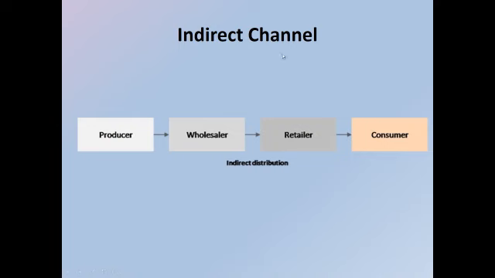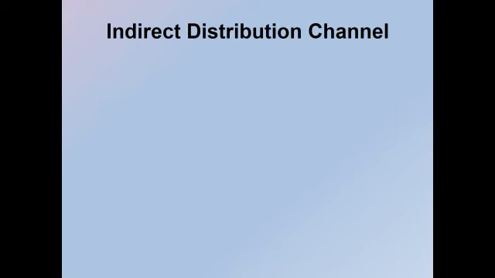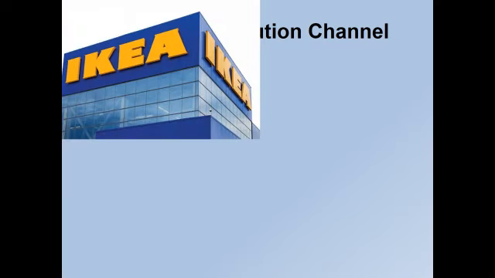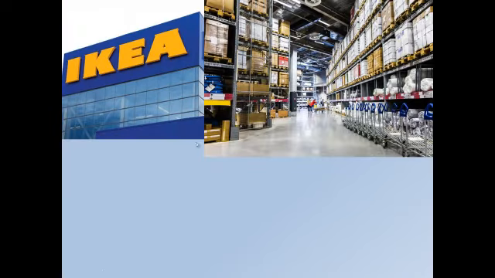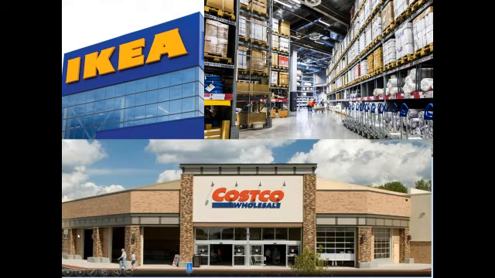The next one would be the indirect channel, where from the producer there are facilitators or middlemen. Wholesalers and retailers are 2 examples, and then it goes to the consumers. So for indirect distribution channels, one would be a retailer such as IKEA, and then there would be wholesalers, and there is someone in between right now. It's been around for quite a while actually, Costco wholesale, which can be considered to be a bit of both.